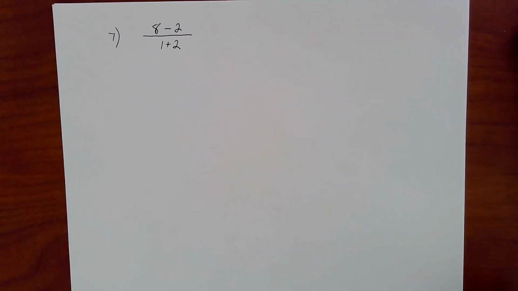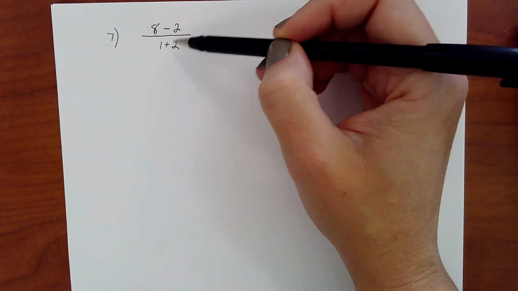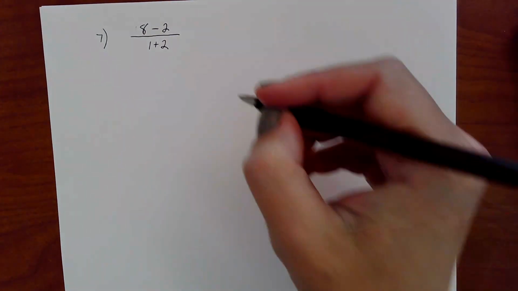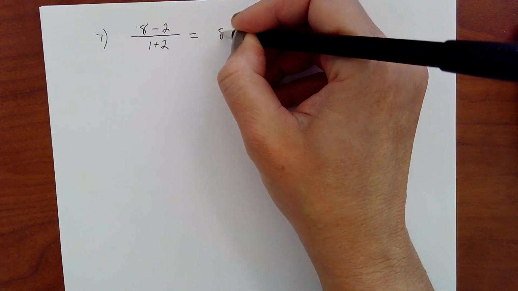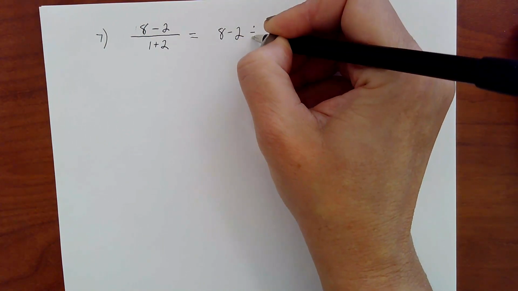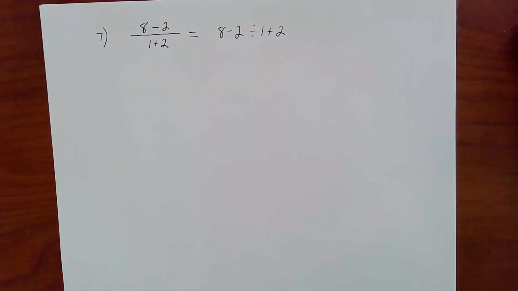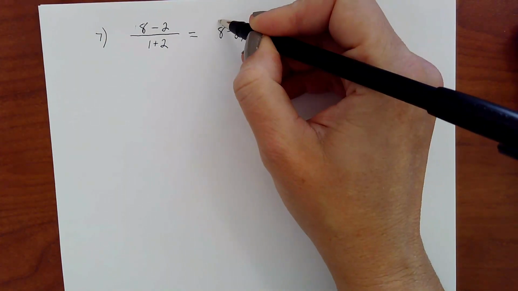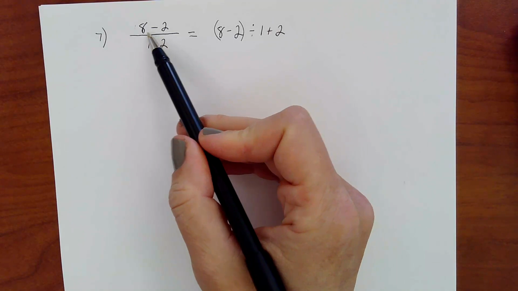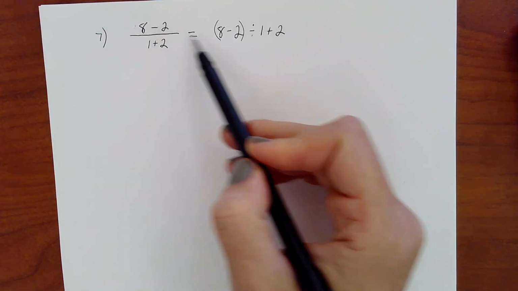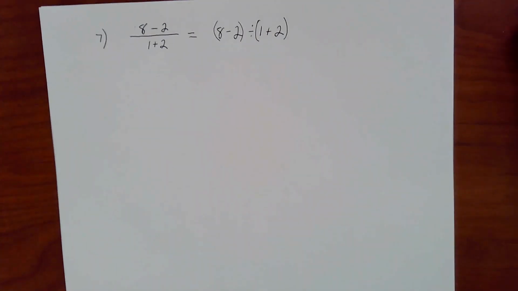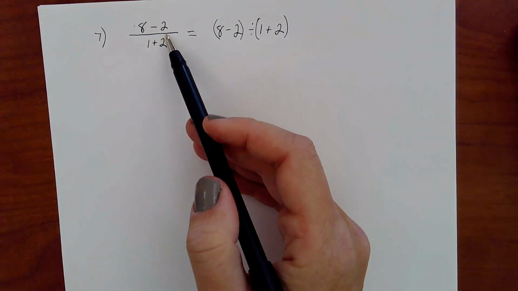So the division bar kind of is like parentheses. It's grouping the stuff on the top and grouping the stuff on the bottom. Some kids like to write it across, but I'll show you. You can't do this. That is not the same unless you group them like this problem is doing. So this problem is saying 8 minus 2, figure it out, so put it in parentheses, divided by 1 plus 2. I suggest just work with it like this.